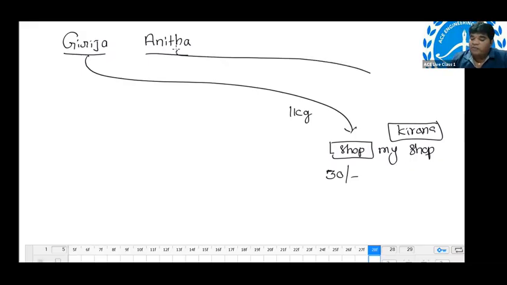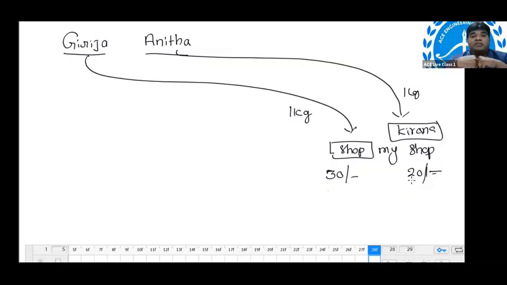Anita immediately came to my shop, regularly. First Girija, after that Anita. Anita came to my shop and asked for 1 kg rice. She purchased 20 rupee rice. Girija purchased 30 rupee rice, Anita purchased 20 rupee rice. So 30 and 20, there is a variation. They are best friends, roommates, housemates, everything.